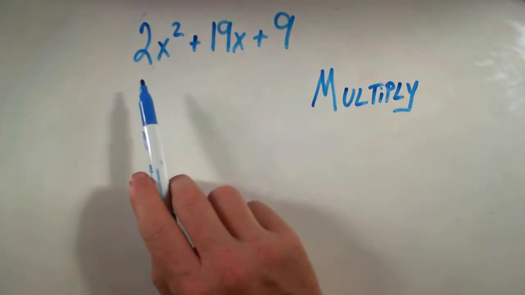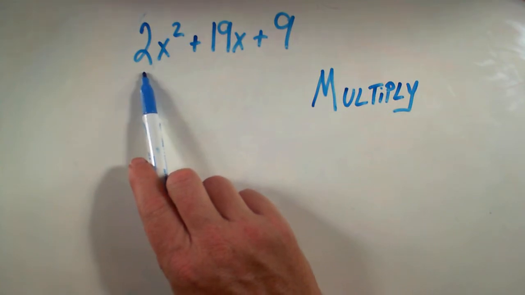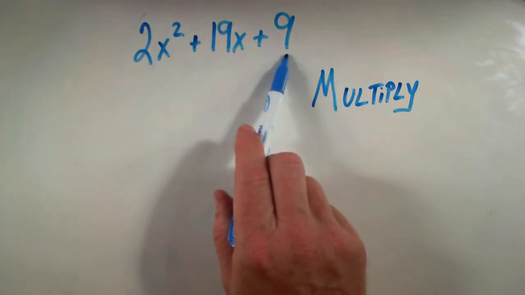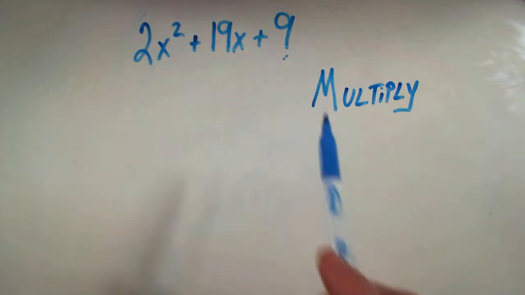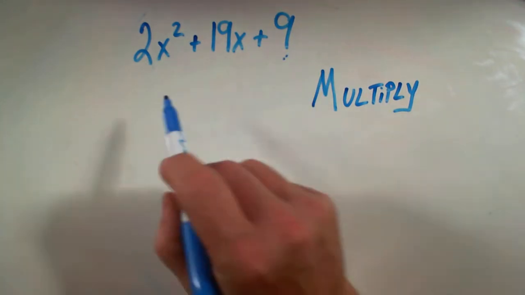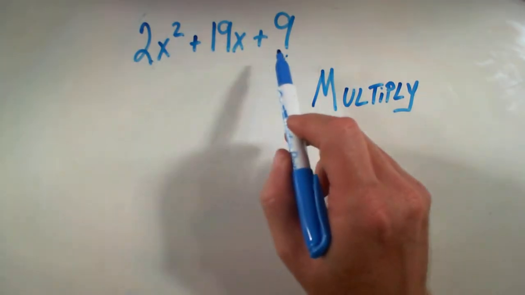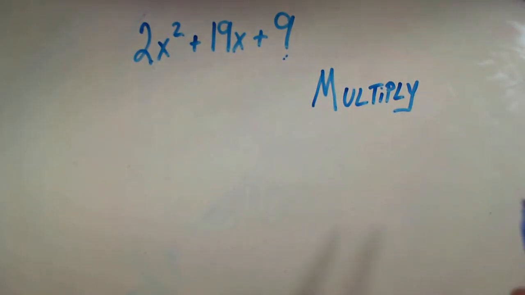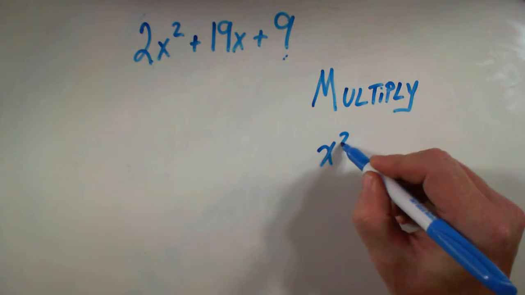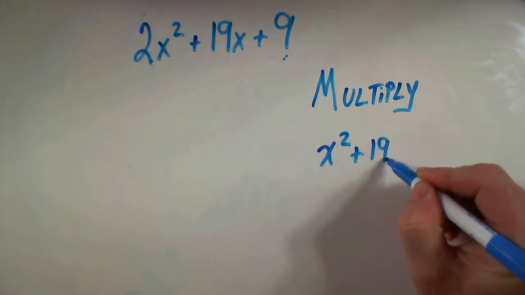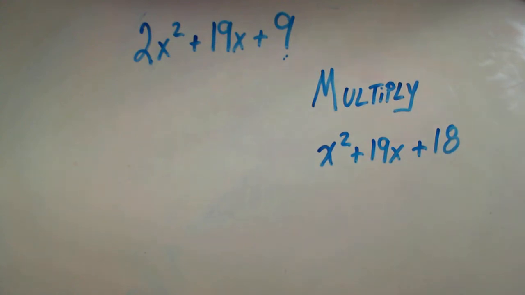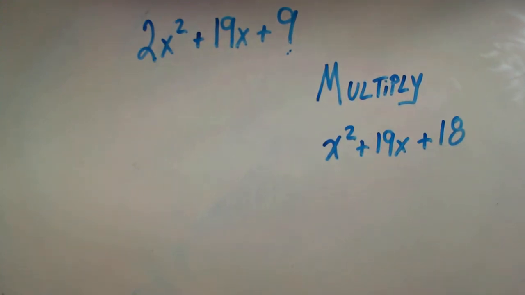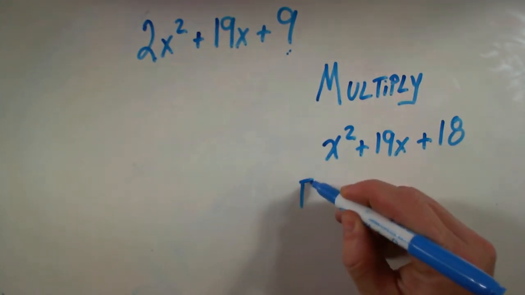All right, so in my multiply step, I'm going to take my front number and multiply it by my back number. So 2 times 9 gives me 18. And when I do that, I'm just going to move that entire 18 to the back. So that's going to be x squared plus 19x plus 18. That's my multiply step. Next, I factor.